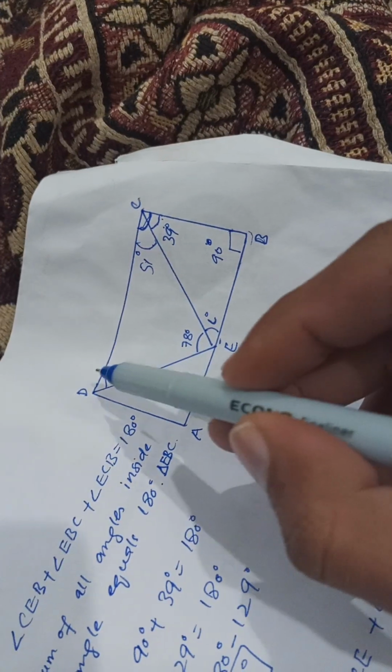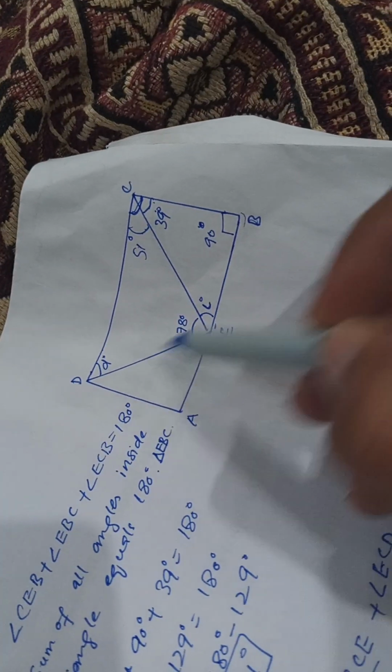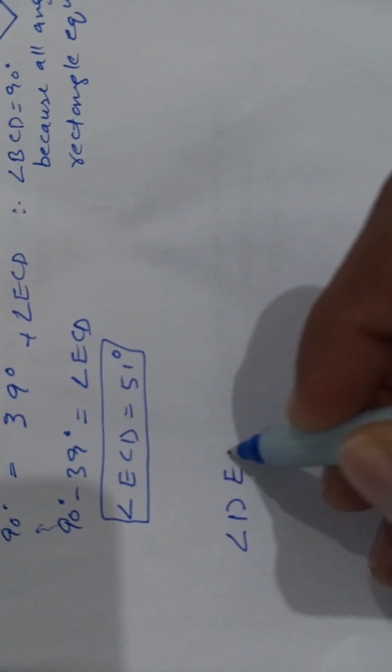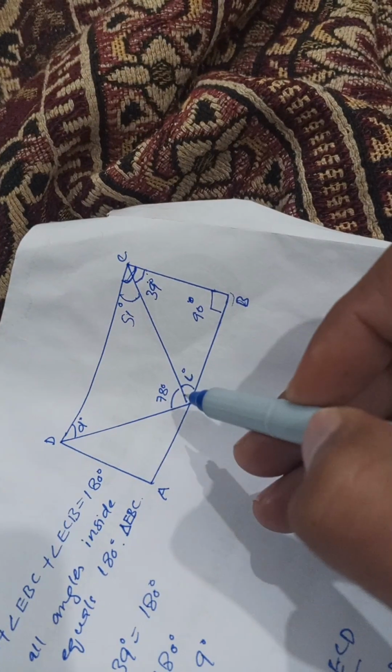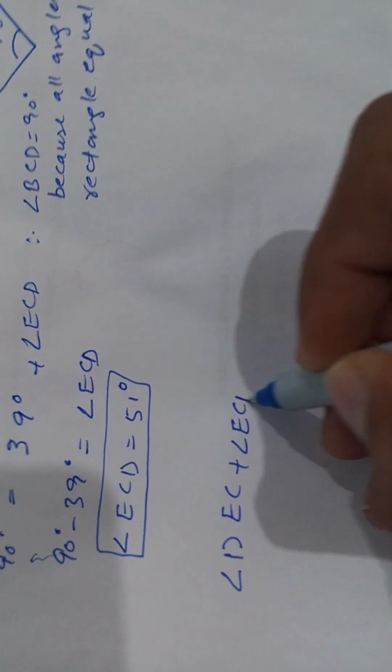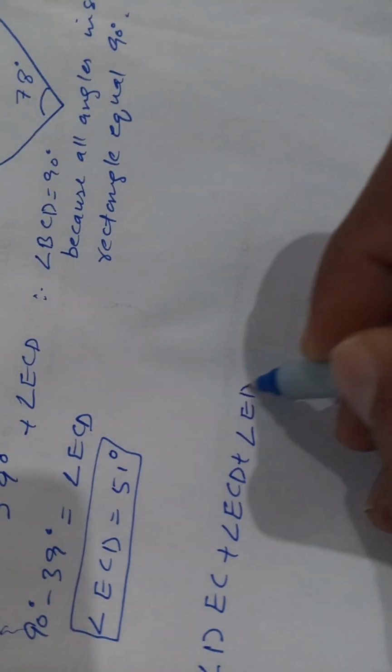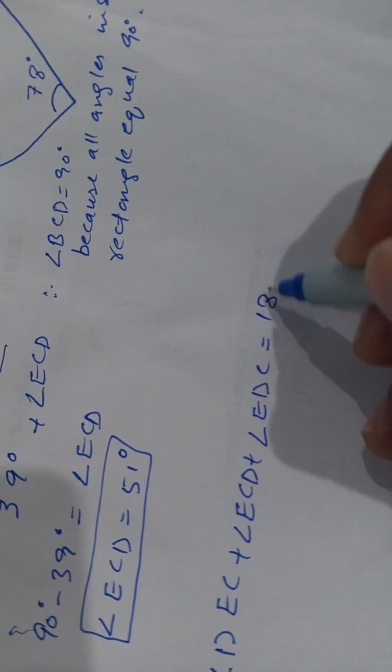Right? So this angle has been named DEB. First I'll start from here: angle DEC plus angle ECD plus angle EDC equals 180 degrees.